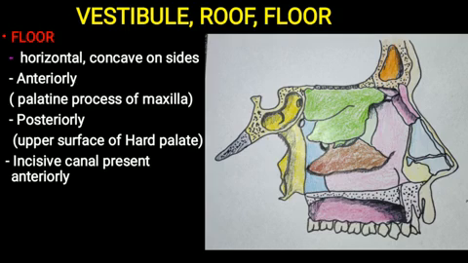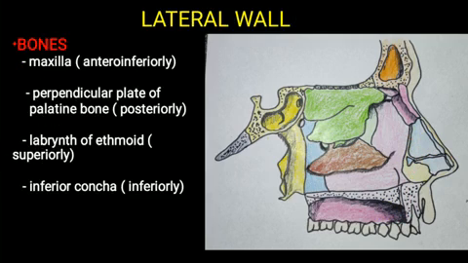Anteriorly, in the intermaxillary suture, there is a conical depression called the incisive fossa in the floor. On either side of the incisive fossa is the lateral incisive foramen, which transmits the nasopalatine nerve from above and the greater palatine vessels from below. Until now, we were talking about the anterior nare or nostril, the posterior nare or the choana, the vestibule, the roof and the floor of the nasal cavity.